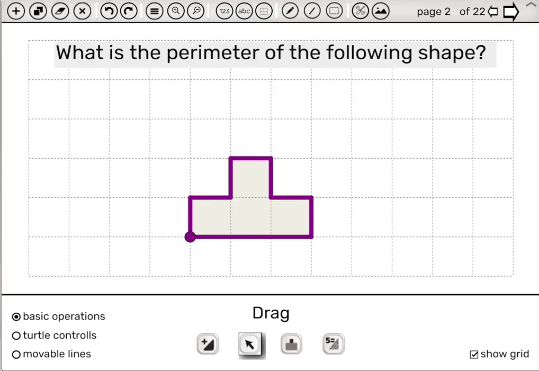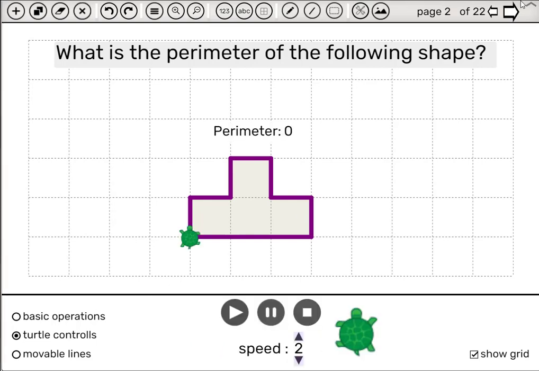And we ask the student, what is the perimeter of the shape? We can introduce the term unit length, the length of the side of a square from the grid. After they give their answers, we can check. We move to Turtle Controls and click Play. And the turtle will count the perimeter for us as he moves around the shape. The path is also now colored with unit lengths, one blue, then one red. This also makes them easier to count. And the perimeter of the shape is 10.